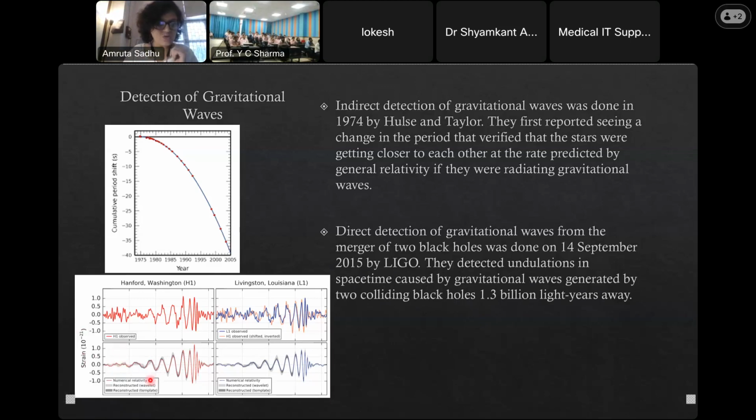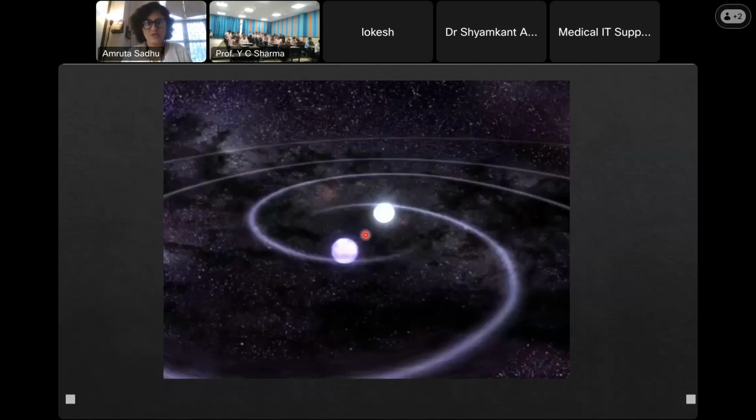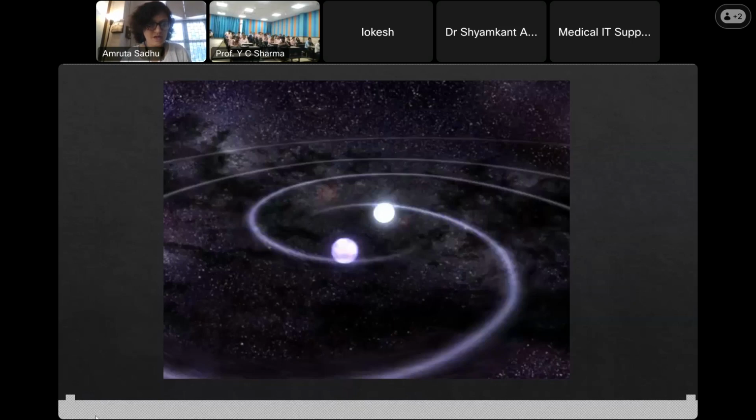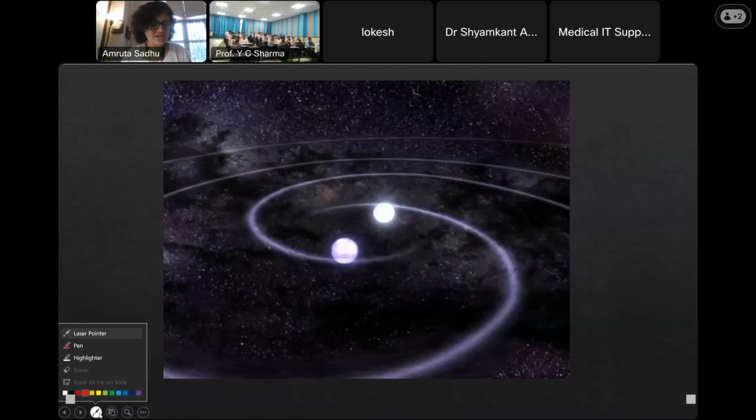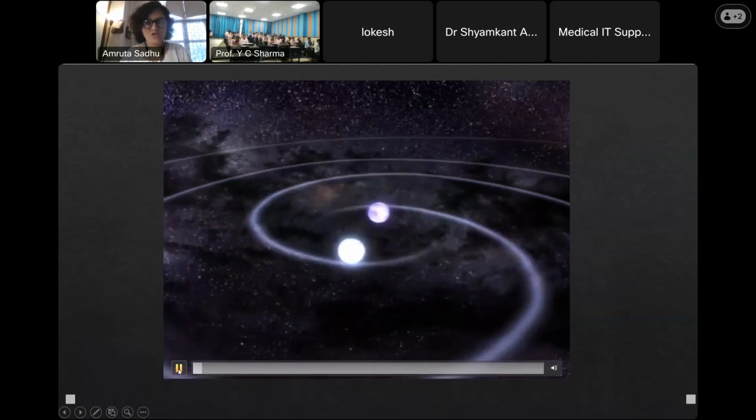This is how the predicted waveform looks, and this is what they observed. Pretty close, right? One second, this is not running. I just want to run this simulation and then I'm done.